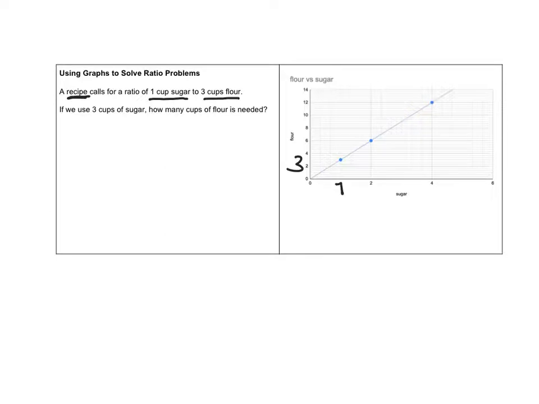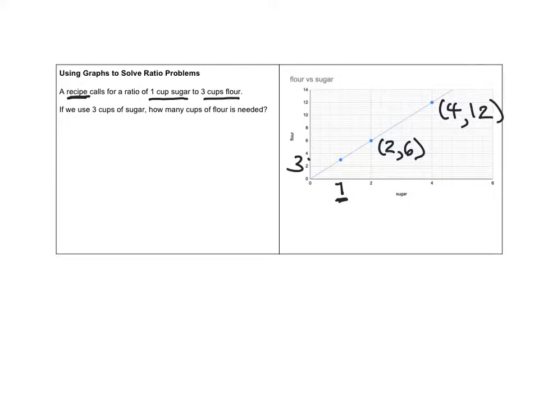In order to plot a graph, I need to have more points. So if I double my cups of sugar, I then hit the point 2 cups of sugar. And if I doubled my cups of flour, I then had 6 cups of flour. So another point on my graph is 2 to 6. And a third point on my graph is if I took my original 1 cup of sugar and I multiplied by 4, I end up with 4 cups of sugar. And if I took my original 3 cups of flour and multiplied by 4, I end up with 12 cups of flour.